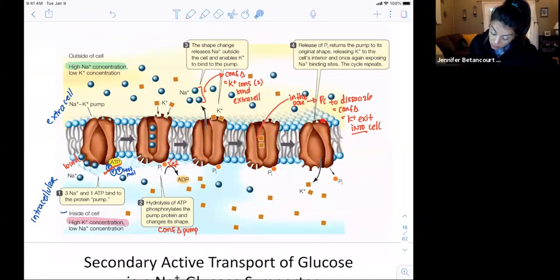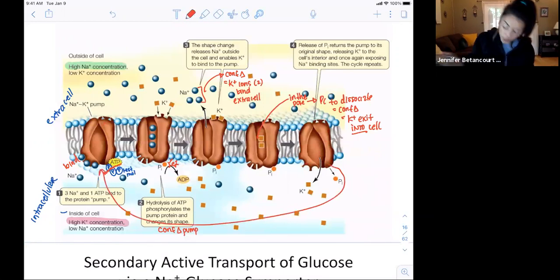Okay. And then once all that happens, I'd like for you to appreciate that once this leaves, look at the shape of this. It looks like this. Imagine those little sodium ions weren't there. So it returns the pump to the same shape that can now again take three more sodium ions, attach an ATP, and repeat the process. So this really goes full circle.